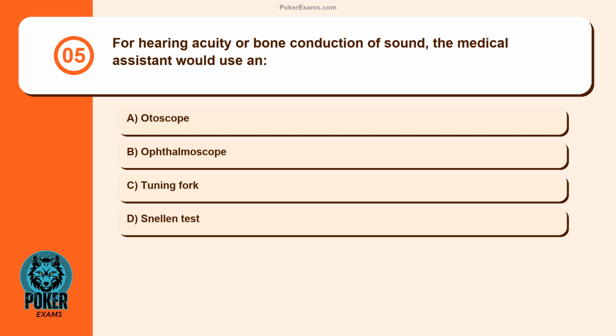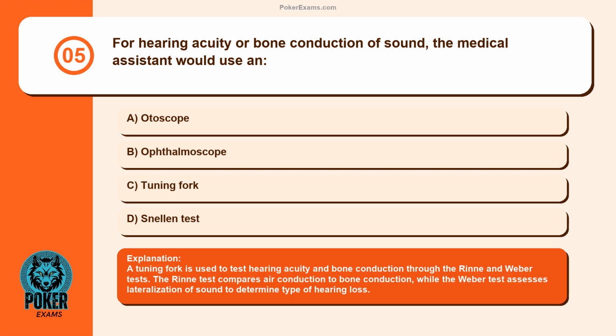Question 5. For hearing acuity or bone conduction of sound, the medical assistant would use an otoscope, ophthalmoscope, tuning fork, Snellen test. A tuning fork is used to test hearing acuity and bone conduction through the Rinne and Weber tests. The Rinne test compares air conduction to bone conduction, while the Weber test assesses lateralization of sound to determine type of hearing loss.